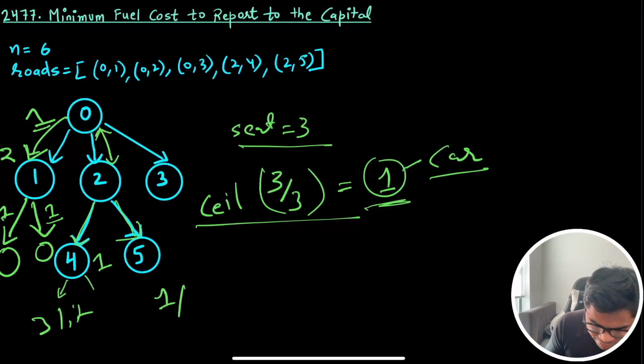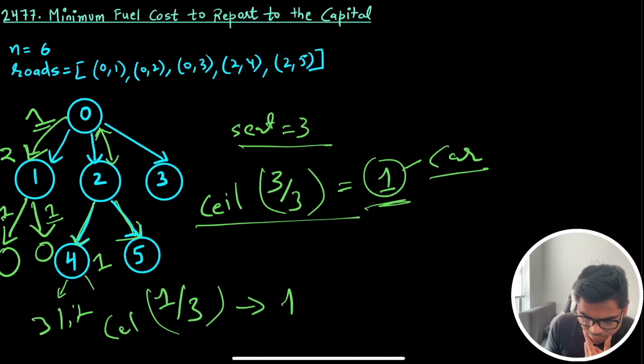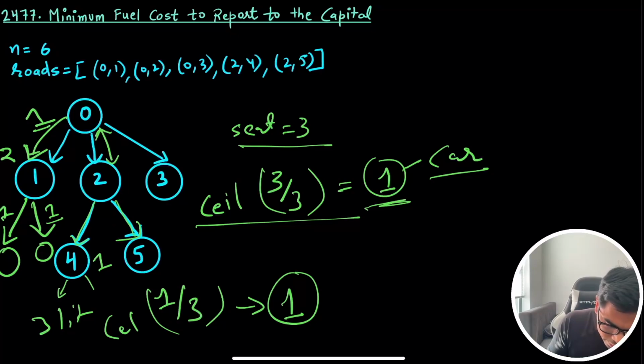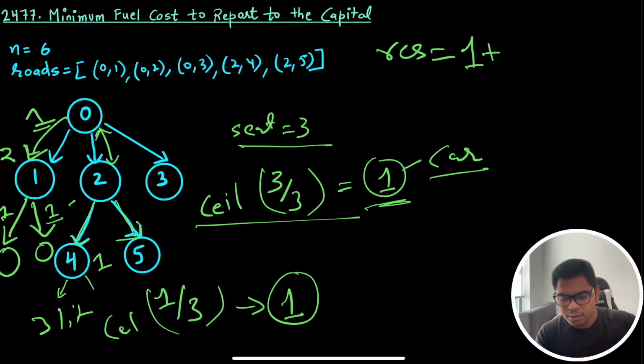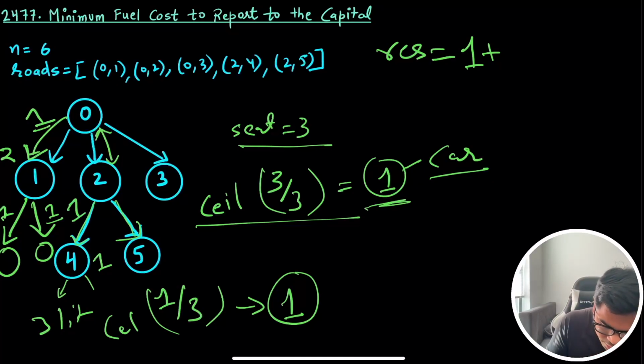So this one passenger divided by the number of seats. Let's say the seat capacity right now is 3. The ceiling will give me 1, so that means I just need one car. One car will go here, so 1 liter of fuel. We will maintain a result variable, a global result that will keep accumulating all the fuel that we are using. So this will take 1, and it will reach here.